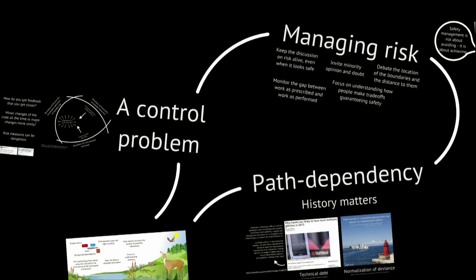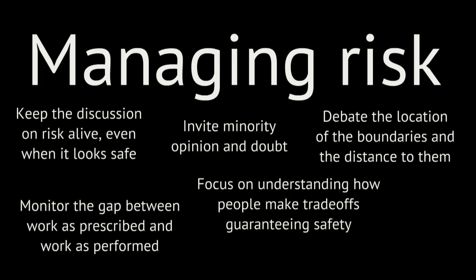So based on these ideas, based on the idea of risk as managing complexity, where we use ideas of the path dependency of risk and risk as a control problem, where do we go to manage risk? What do the great thinkers here say? And they have some ideas. What they typically say is that organizations that are really good at this tend to keep the discussion about risk alive even when everything looks safe.